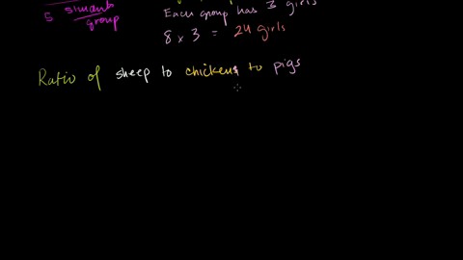Let's say the ratio is 2 to 5 to 10. And notice, I can't reduce this anymore. There's no number that divides into all of these. So this is the ratio of sheep to chickens to pigs. And let's say that I have a total of 51 animals.